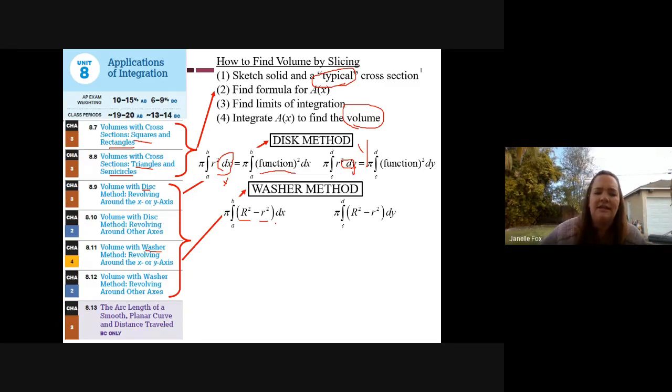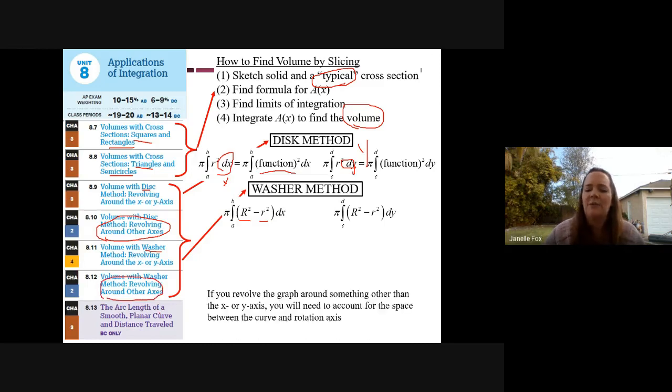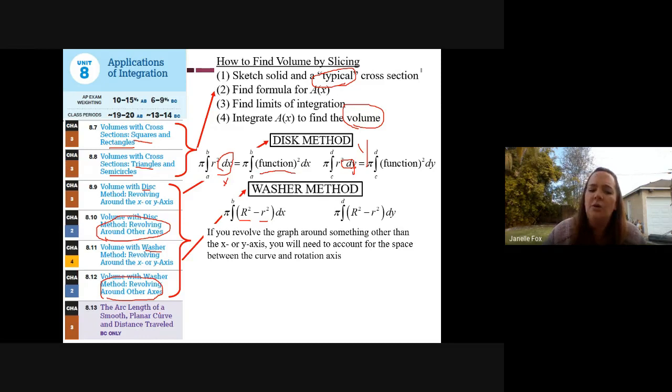And then the other 2 things that they did is they talked about revolving around other axes. This makes things just a little bit more difficult. That's when the picture really comes into play. If you revolve your graph around something other than the X or Y axis, you're going to need to account for some sort of space in between. So maybe it's a function minus a certain number, or a number minus a function, or maybe it's an extra piece, so it's a number plus the function value. It really comes down to what the picture looks like. So please, please, please, draw a picture of this. It's going to make your life a whole lot easier.